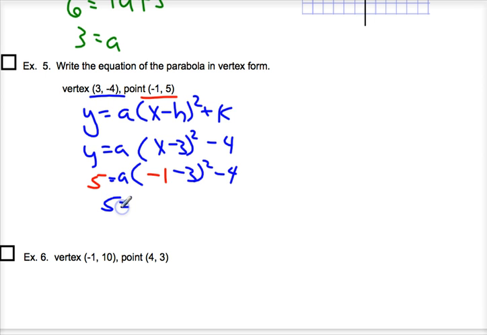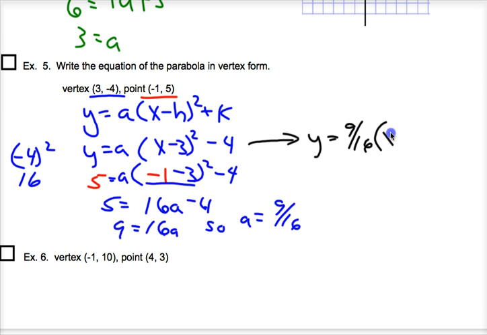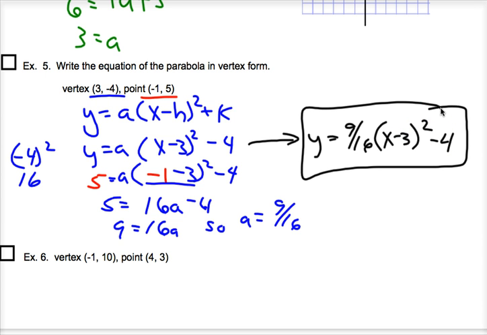So 5 equals 16a minus 4. 16a minus 4 because it would be negative 4 squared. That's 16. That's what this would be. So 9 equals 16a. So a is 9/16. And my answer is y equals 9/16 times x minus 3 quantity squared minus 4.